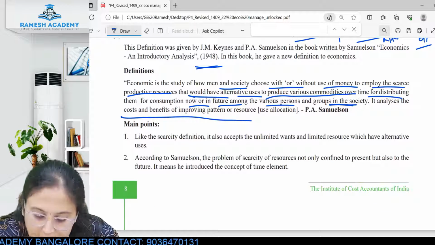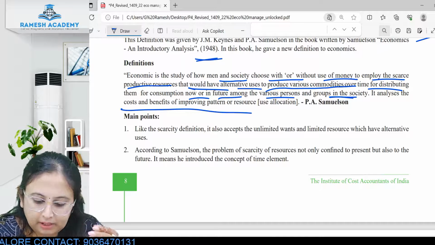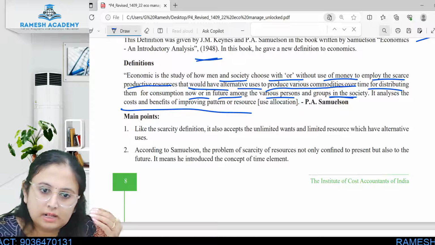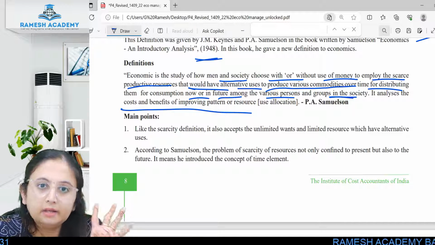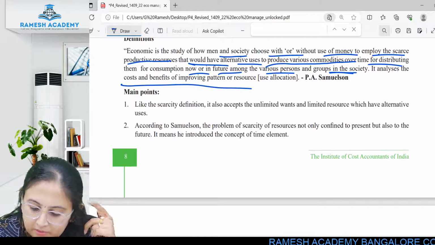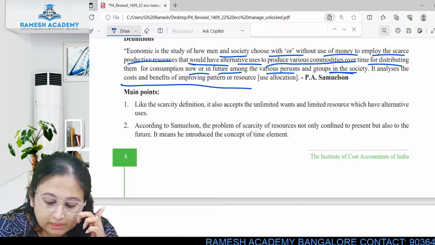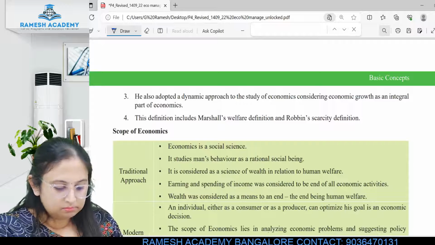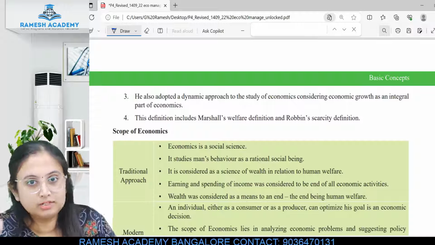So the main points it says, like the scarcity definition, he is also accepting that there are unlimited wants and limited resources which have alternative uses. Yes, unlimited wants, limited resources, and each resource has alternative uses. According to Samuelson, the problem of scarcity of resources is not only confined to the present but also to the future. It means he introduced the concept of time element. So he said, you can't only think of yourself. The scarcity definition stopped there only.